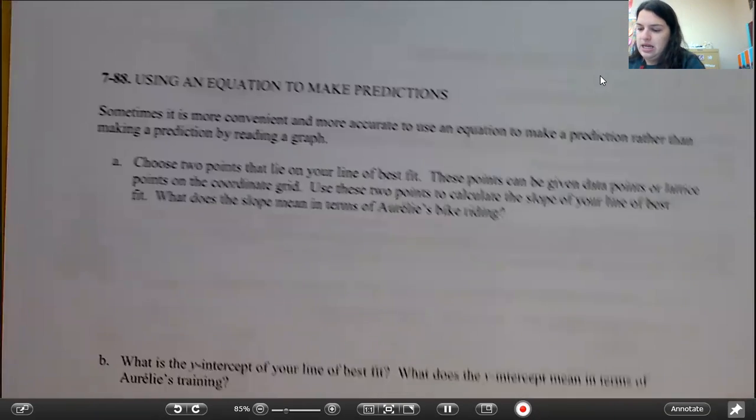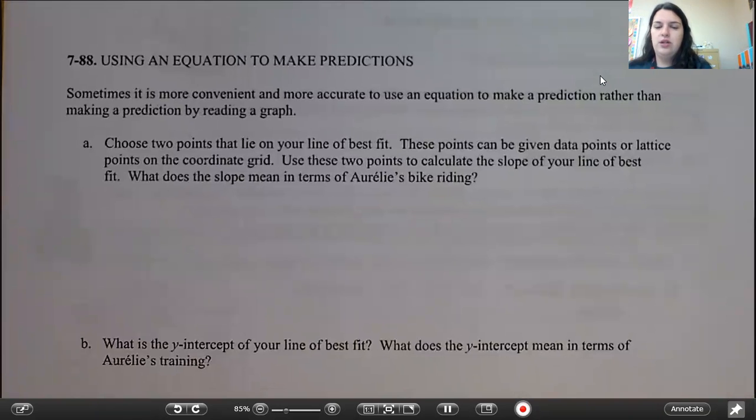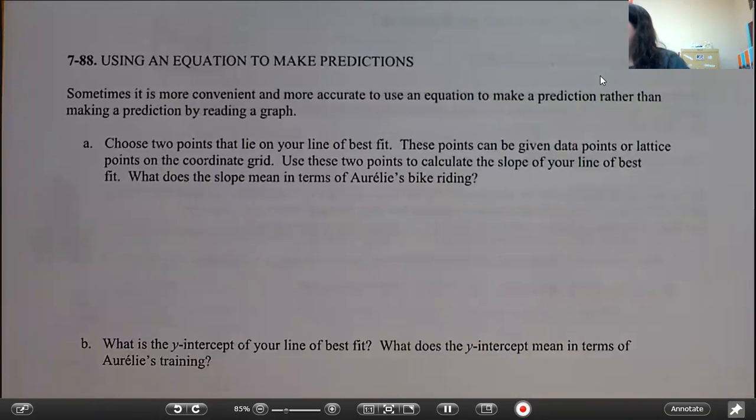So 788 says using an equation to make predictions. Sometimes it is more convenient and more accurate to use an equation to make a prediction rather than making a prediction by reading a graph. Choose 2 points that lie on your line of best fit. These points can be given data points or lattice points on the coordinate grid. Use these 2 points to calculate the slope of your line of best fit. What does the slope mean in terms of Ariel's bike ride?